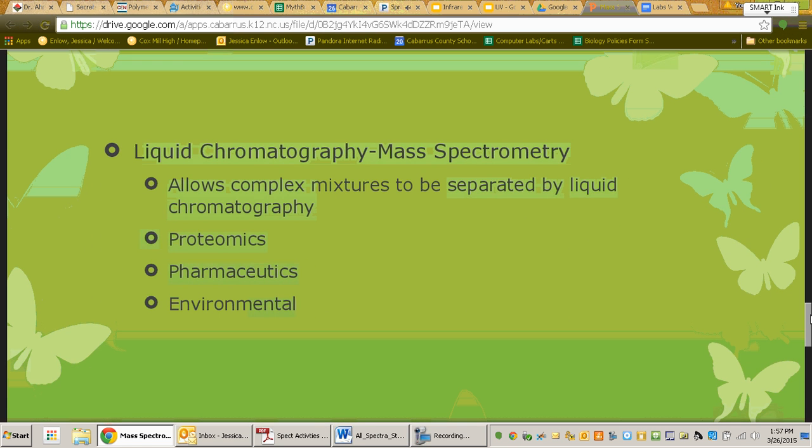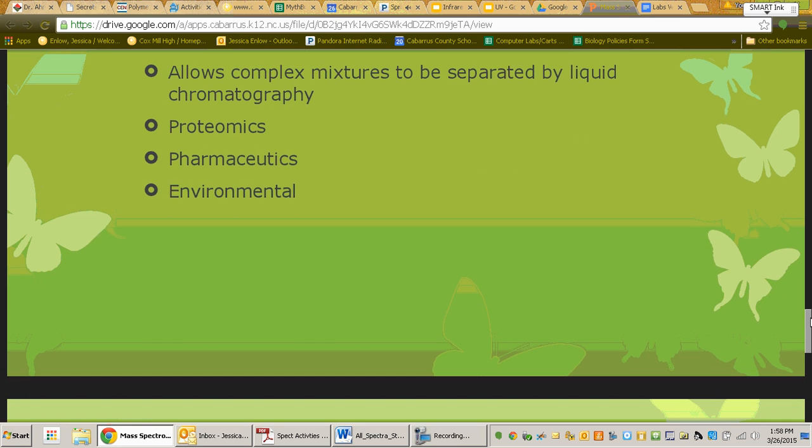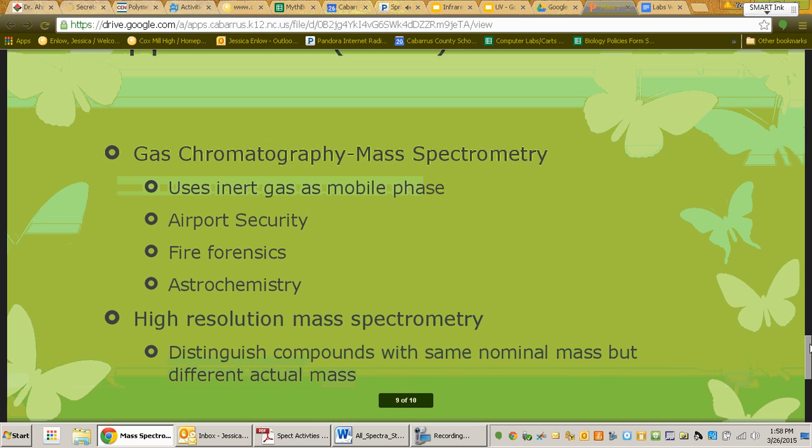Okay, so an application of mass spectrometry is liquid chromatography mass spectrometry, and it allows complex mixtures to be separated by liquid chromatography. It's used in pharmaceuticals, which allows you to identify and test different medicines, and this tests proteins, I think. Yeah, it's used to test digestion products. So it's just breaking things down.